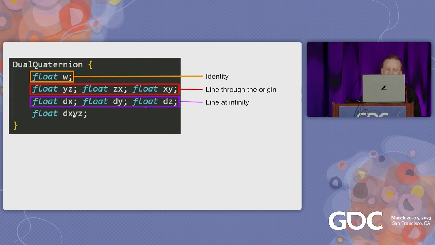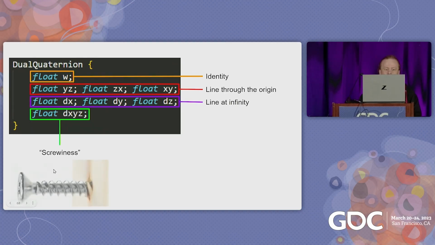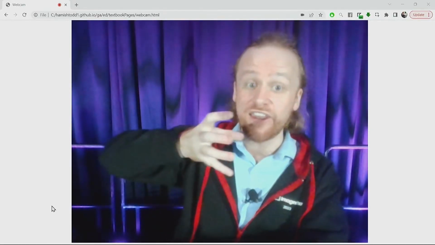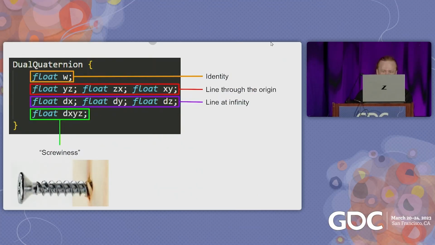Finally, it's time to say what this thing does. I'm not going to say a whole lot about it, but I think of it as the screwiness. It's a single number, and it controls the situation where you've got a rotation and a translation, right? Where you're going like this and then translating along that axis, okay? Just like what a screw does.